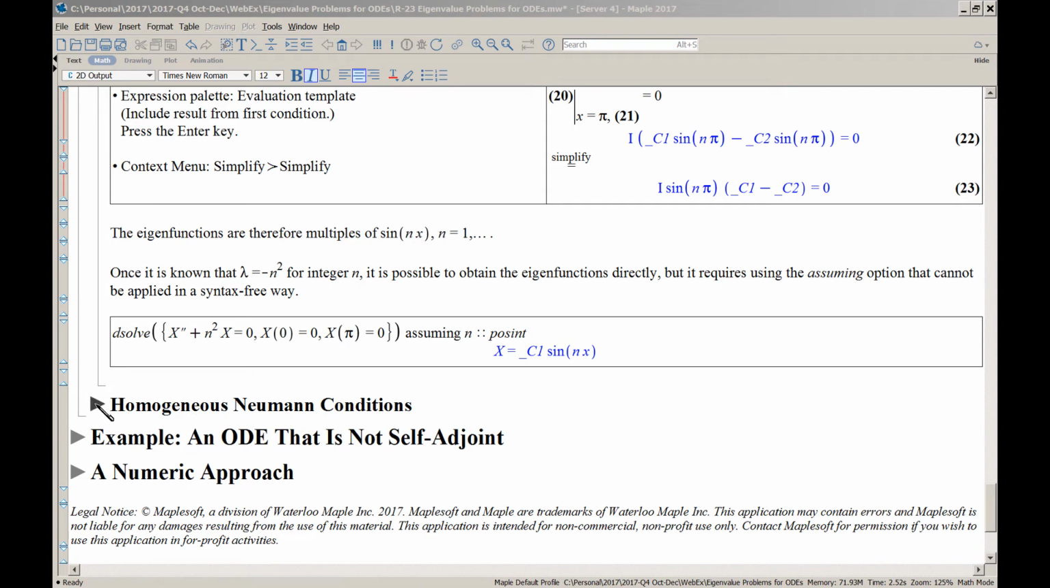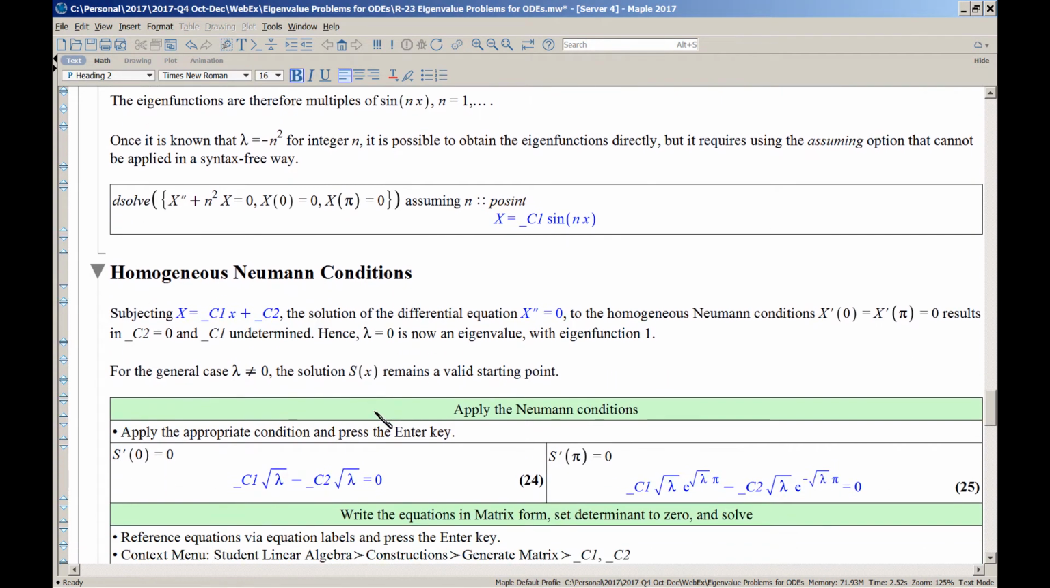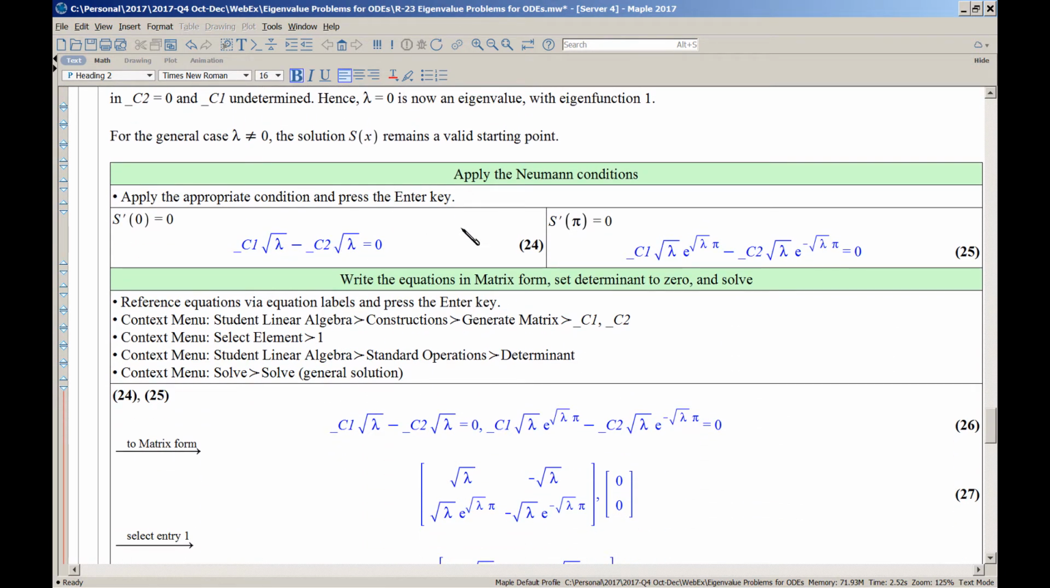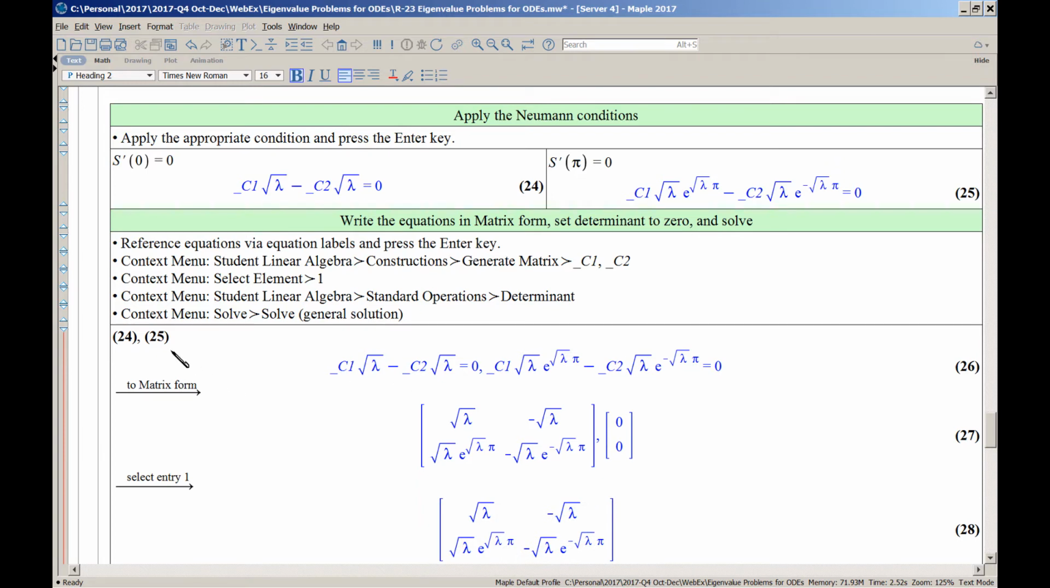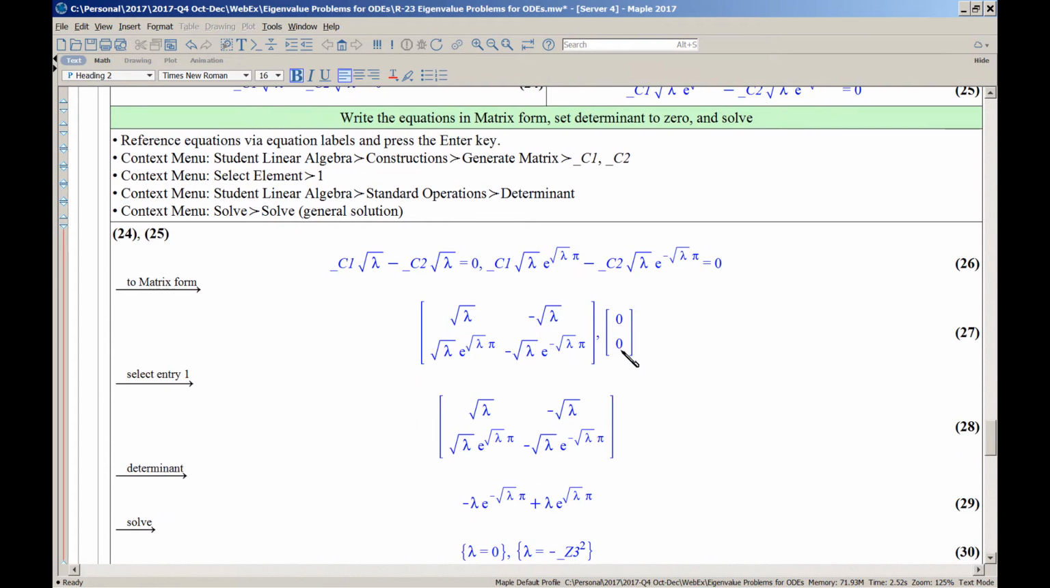If the conditions were homogeneous Neumann conditions, the flow through would be the same. You would have the equations s prime of 0 equals 0 and s prime of pi equals 0. It'd give you these two equations. Okay, so you would take those two equations, put them into matrix vector form.